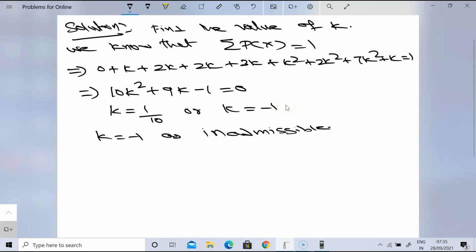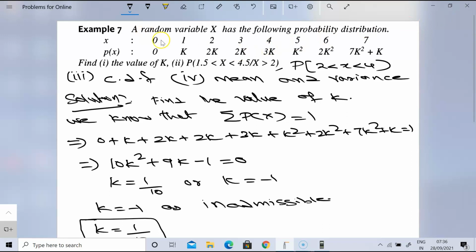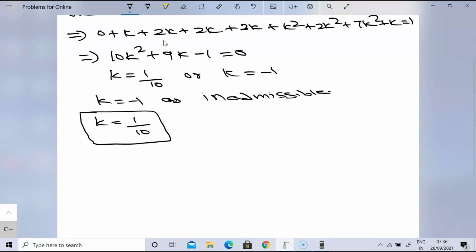So what I can go with here is K is equal to 1 by 10. Now this is what I'm going to do. Wherever K is there in my given PDF, or in the probability mass function, I'm going to replace it. This is the first key step. So X equal to 0, 1, 2, 3, 4, 5, 6, and 7. I'll write it closer because I'm not finding the space.